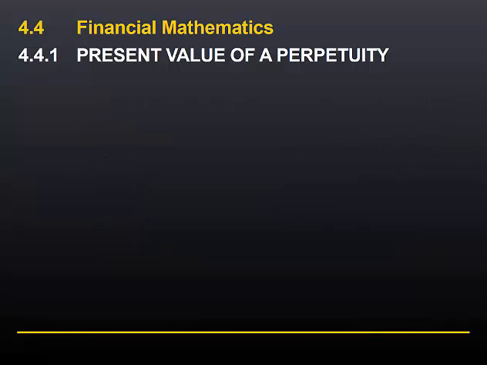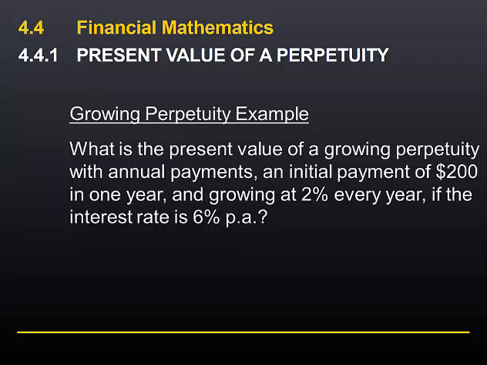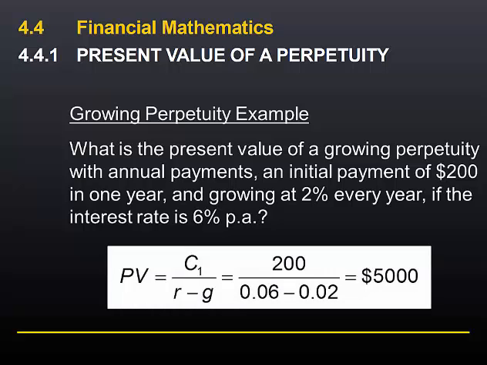So let's do an example of a growing perpetuity. What is the present value of a growing perpetuity with annual payments, an initial payment of $200 in 1 year, and growing at 2% every year if the interest rate is 6% per annum? We take C1 and put that in as the numerator in our formula. R is 6% or 0.06, G is 2%, 0.02, and the answer is $5,000.